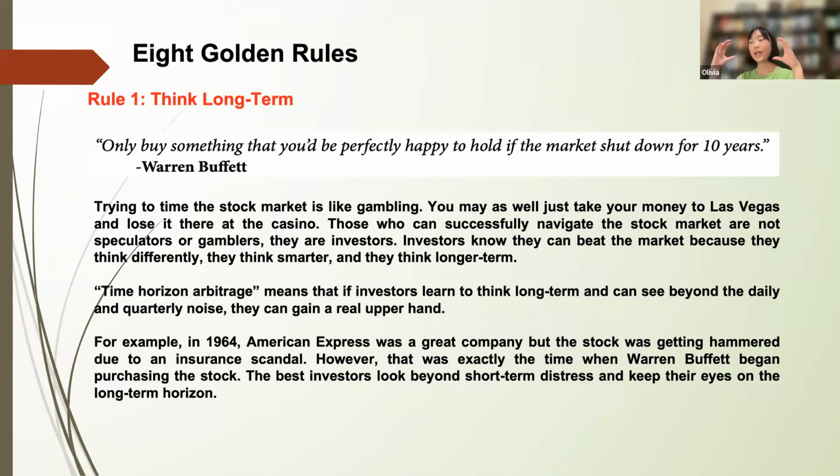There's this thing called time horizon arbitrage, which means that if investors learn to think long term and can see beyond small noises or ups and downs, they can gain a real upper hand. This is a real life example. In 1964, American Express was a great company, but the stock was going down due to an insurance scandal. It's a long story, but the stock was going down because of this small scandal. However, that happened to be exactly the time when Warren Buffett began purchasing the stock and bought lots of shares.